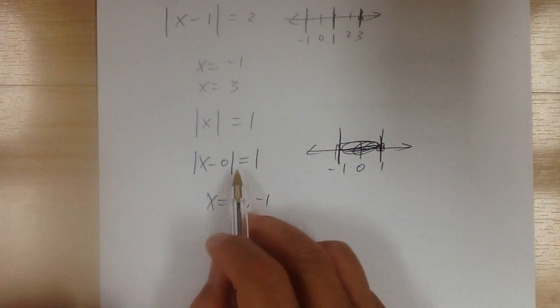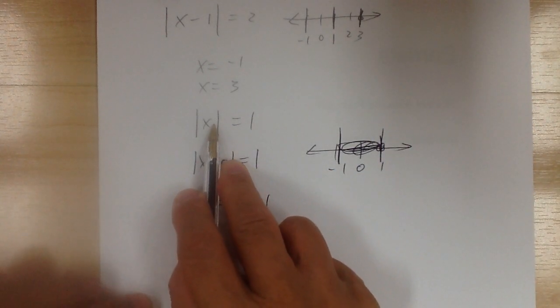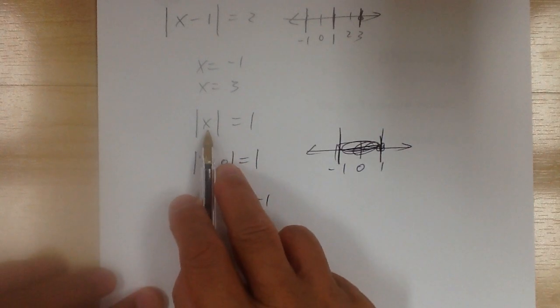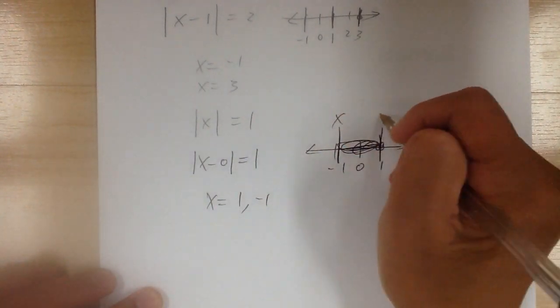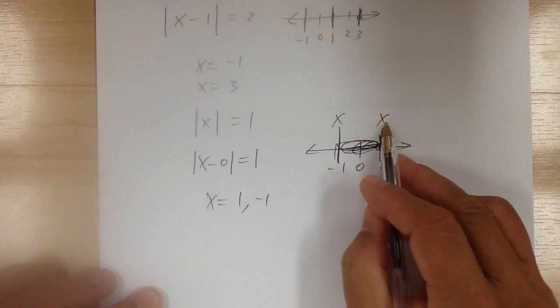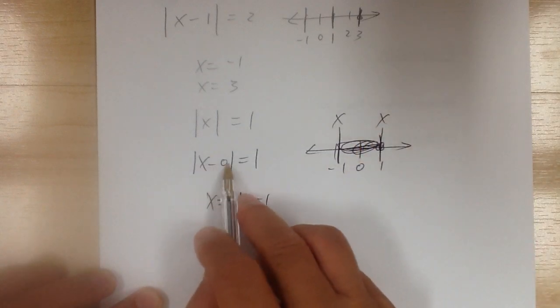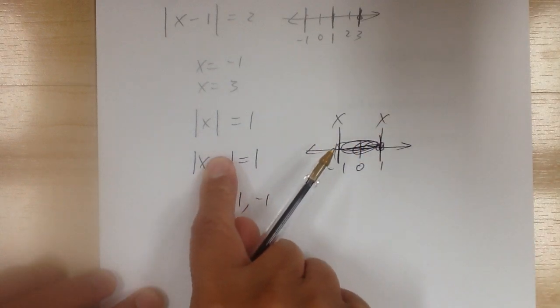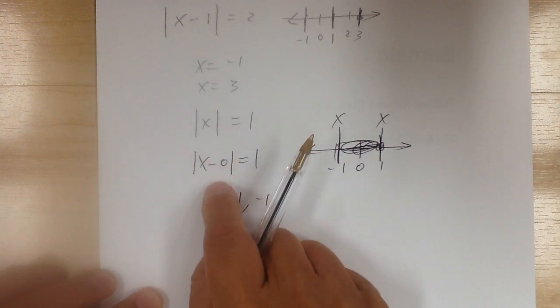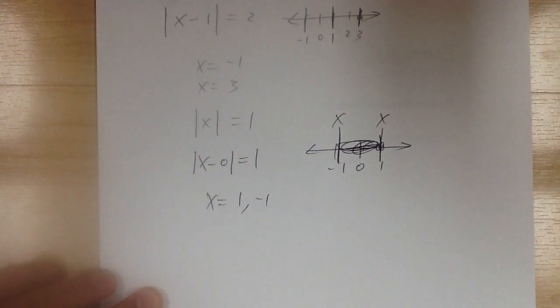Okay? So again, that's the definition. When you see only a variable and no number, that means it's the distance between the x and the 0, because normally you don't write a 0. Okay, so that's what I mean. Let's go over some examples.